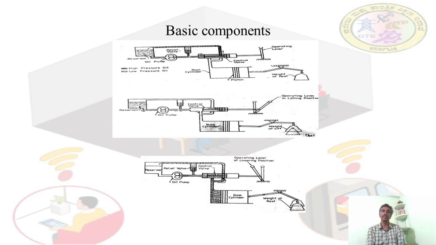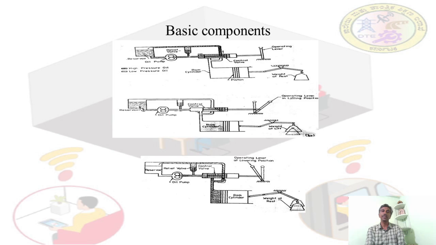The second important component is the different types of valves. That is the directional control valve, generally called DCVs, flow control valves, generally called FCVs, and pressure control valves, generally called PCVs, to get the different pressures. Then the third important component is the actuator.